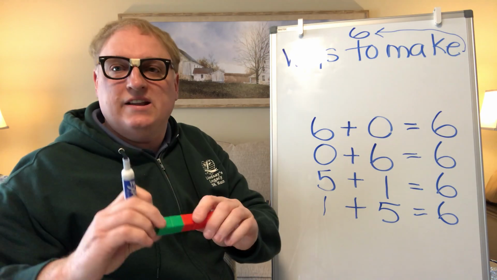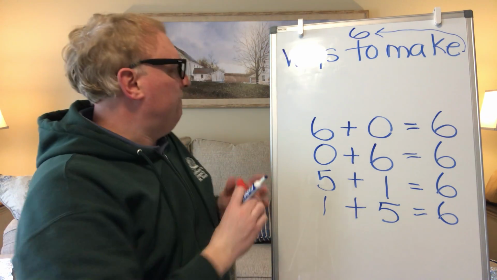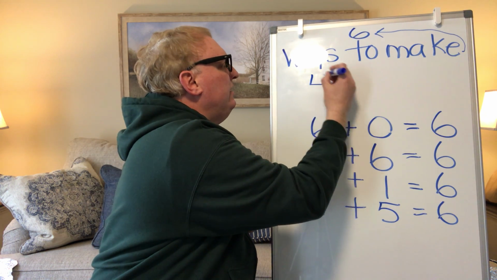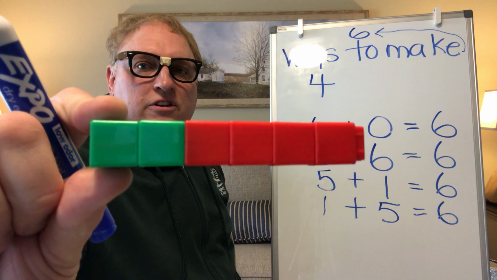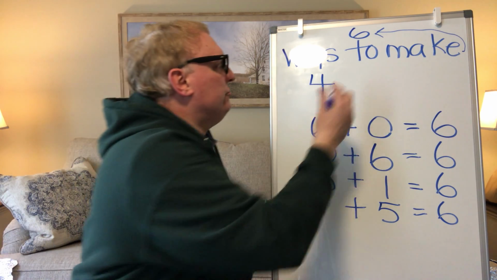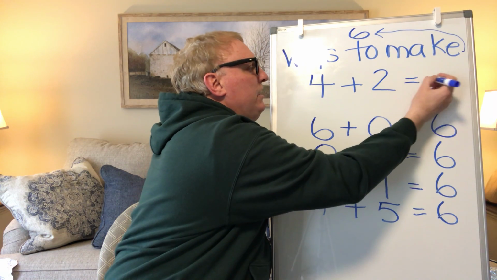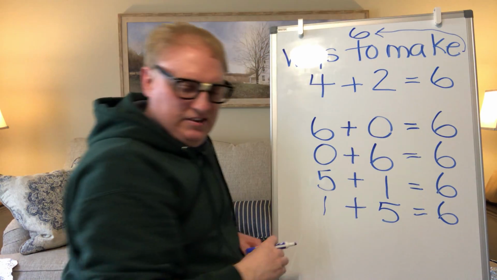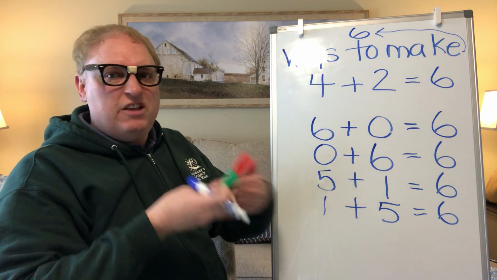The next one. How many red do you see, boys and girls? 4 red. How many green do you see, boys and girls? 2 green. 4 plus 2 equals 6. Excellent. Now, remember, it doesn't matter.